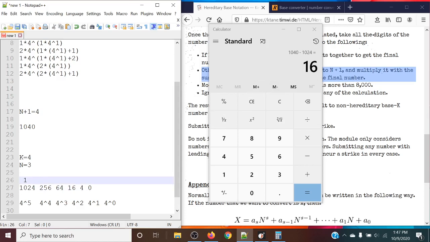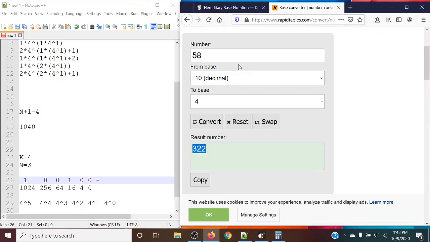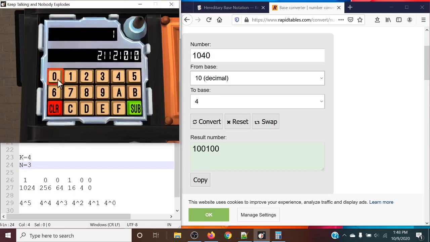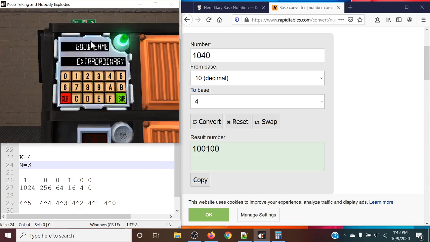Can 256 go into the solution afterwards? No. Can 64 go in? Nope. Can 16 go in? 16 goes in perfectly, so the rest of these are going to be 0. So minus the 16 is equal to 0. And just to make sure, let's go over to base converter. So base 10 to base 4 of 1040, convert it, is 100100. So this checks out, and this is our answer. So 100100, submit. Good game and extraordinary.